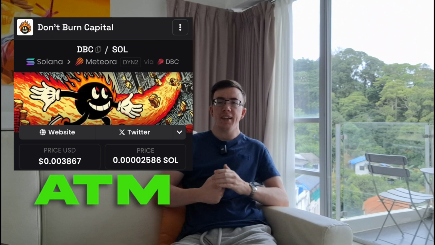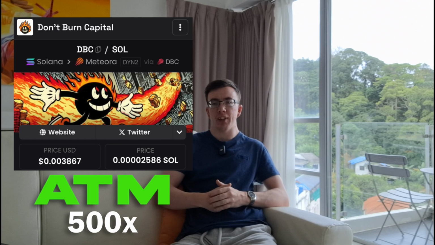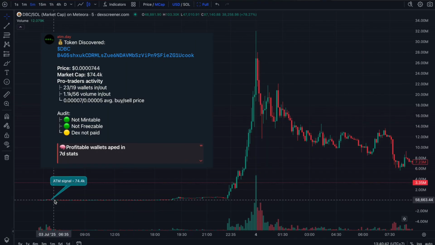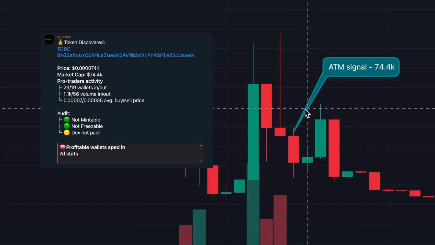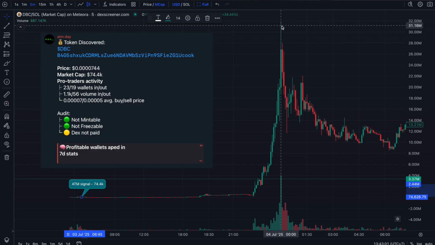3 days ago, ATM signaled a token called Don't Burn Capital, which went on to do 500x in one day. Look at this chart. This token reached an all-time high $35 million market cap. Try and have a guess where the ATM algorithm called it. If you guessed all the way back here, then you would be correct. The ATM.day algorithm called this token at 74.4k. Then, about 16 hours later, it did this.